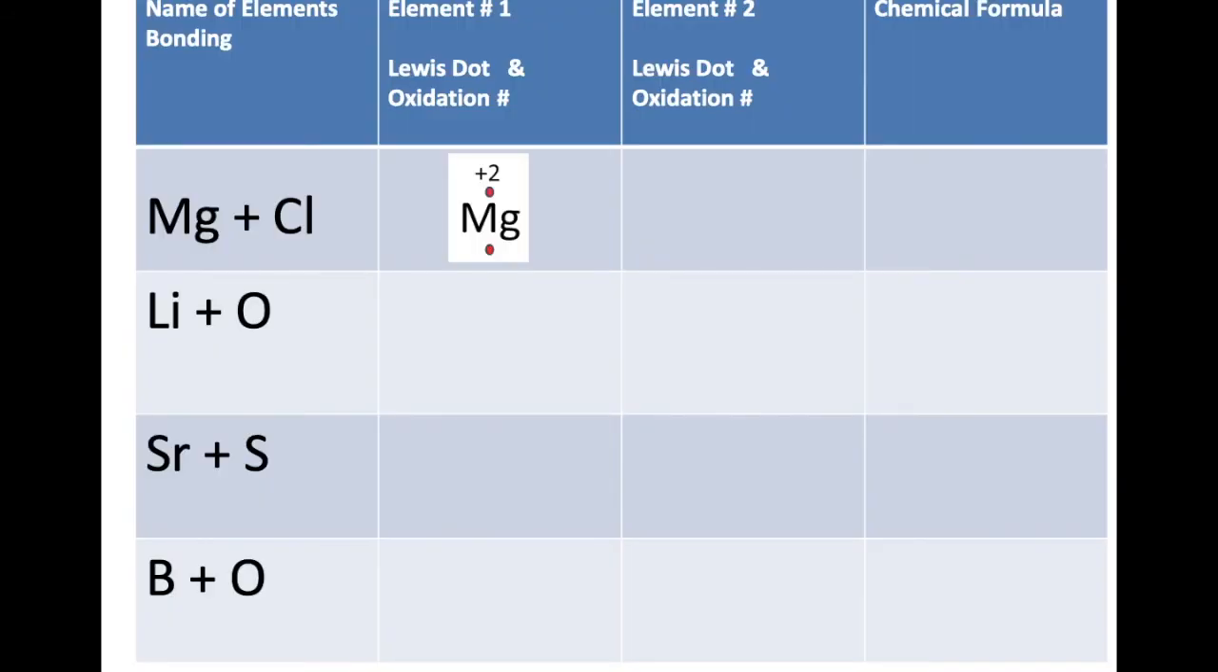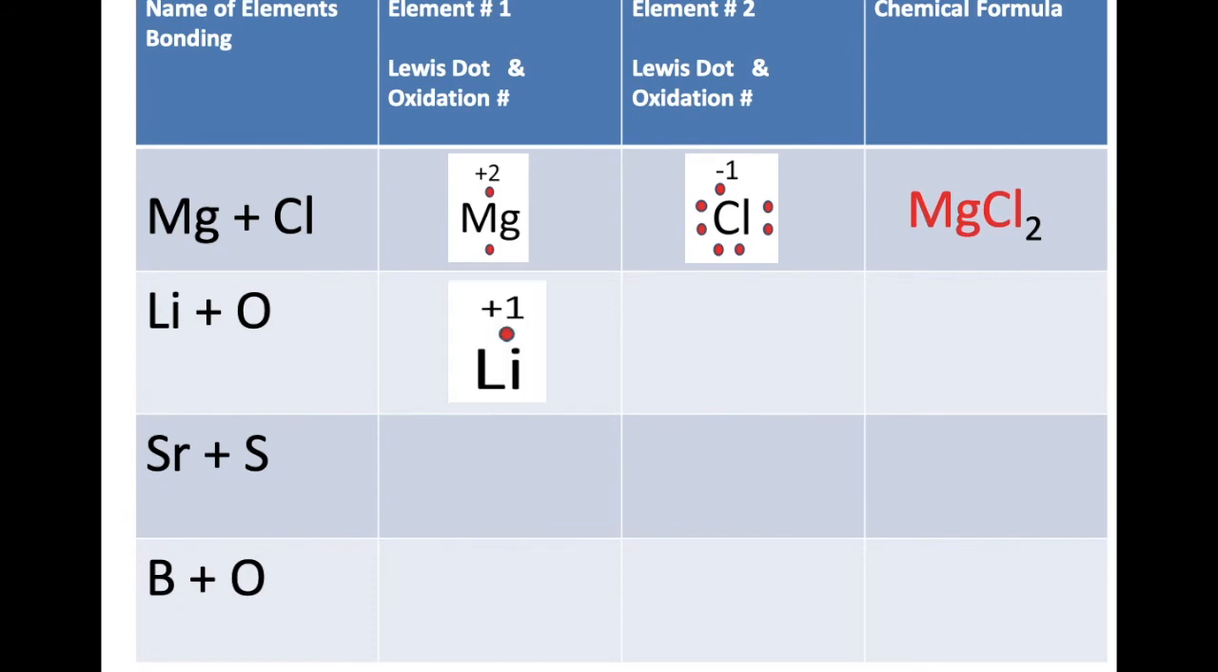So as you're filling in this chart, you should draw magnesium with its oxidation number above it and its Lewis dot structure. You're drawing chlorine and writing what is the chemical formula for this bonding of elements. So let's try another one. We have lithium and oxygen.